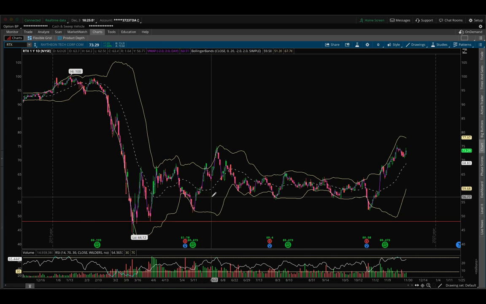So I'm trying to get the lowest point of support it was bouncing off before it knifed on this earnings report. And that's going to be basically $56 here.